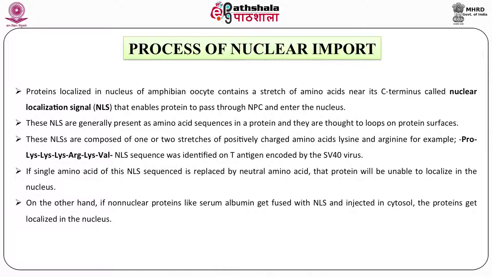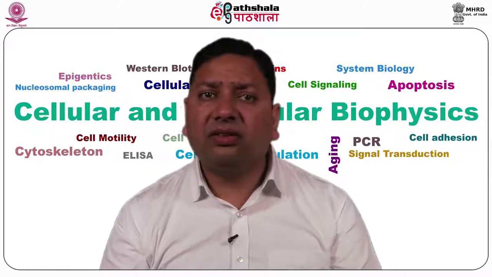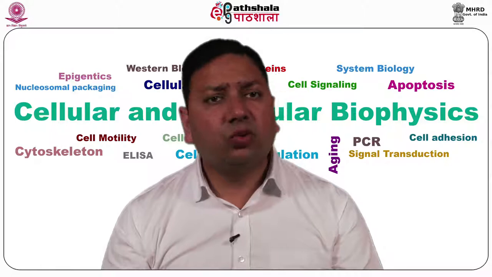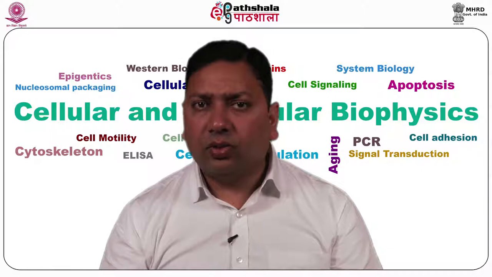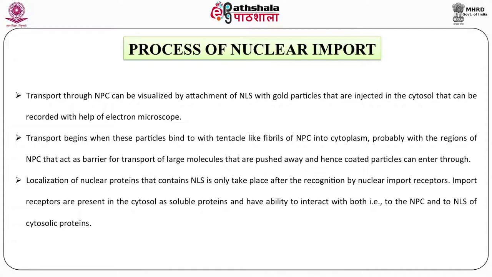Transport through the NPC can be visualized by attaching NLS to gold nanoparticles that are injected into the cytosol and recorded with the help of an electron microscope. Transport begins when these particles bind with the tentacle-like fibrils of the NPC in the cytoplasm, probably with the regions of the NPC that act as a barrier for transport of large molecules that are pushed away, and hence coated particles can enter through.